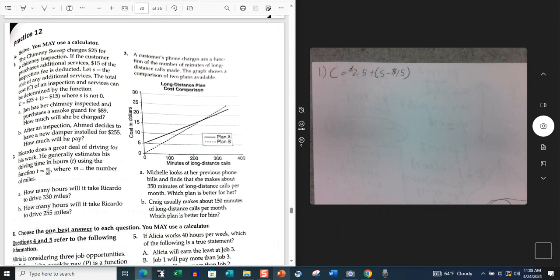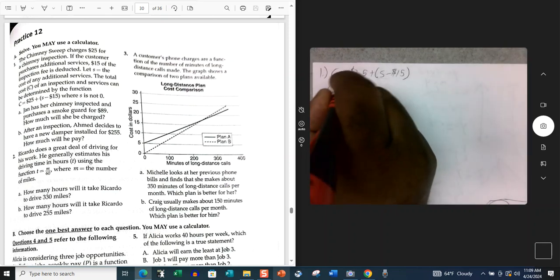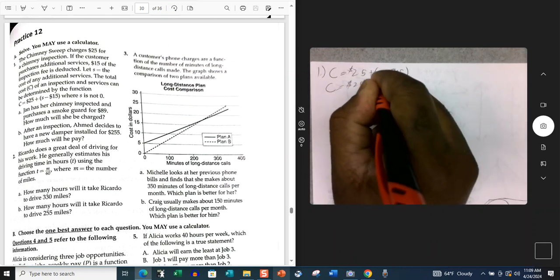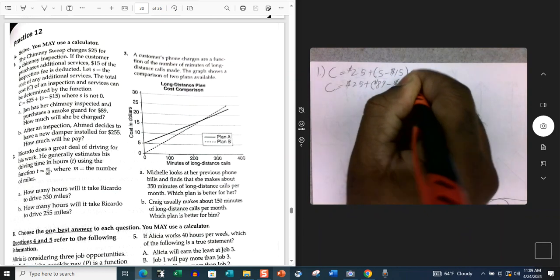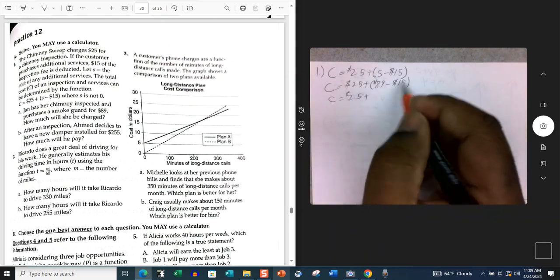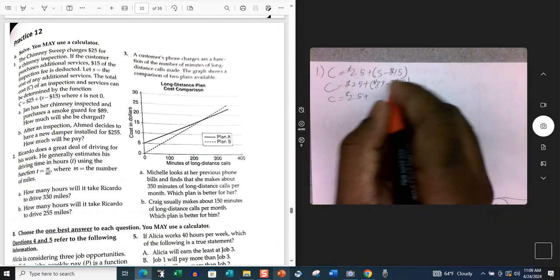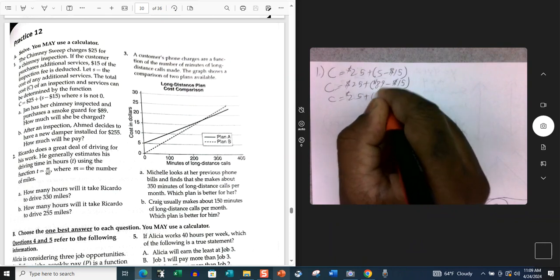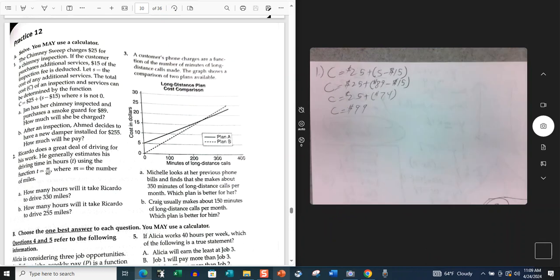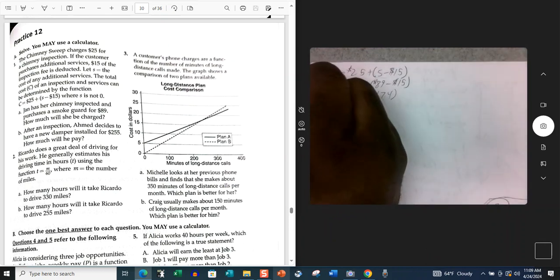Okay, so Jan has her chimney inspected and purchases a smoke guard for $89. How much will she be charged? So the additional service is the $89. So S will be 89 minus the $15. So we add $25 plus, and we would do what's in parentheses first. 89 minus 15 is 74. So C would equal $99. That would be A.